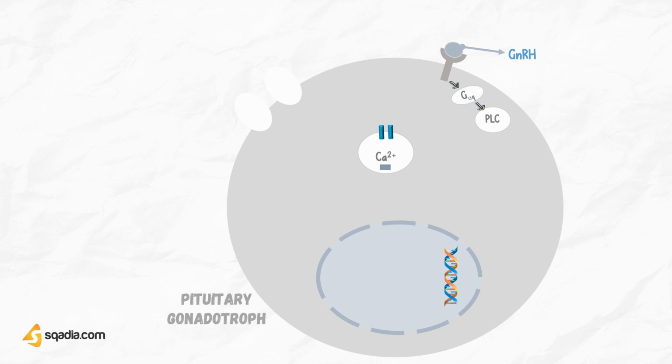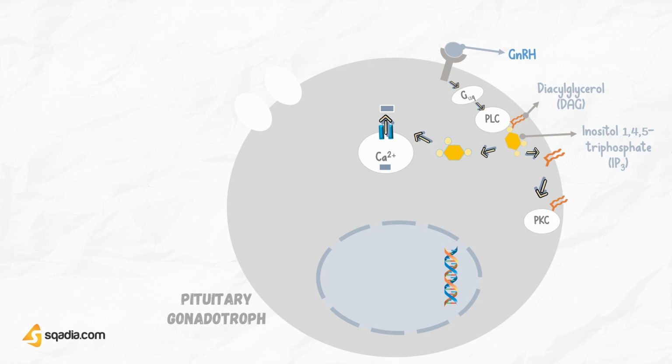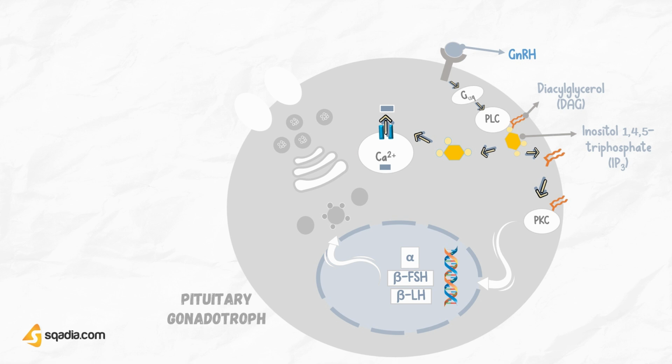This PLC acts on membrane phosphoinositides, which leads to the formation of inositol 1,4,5-triphosphate, abbreviated as IP3, and diacylglycerol, or DAG. Liberation of IP3 triggers calcium release from internal stores, while DAG stimulates protein kinase C, or PKC for short. Now, PKC phosphorylates targets that indirectly stimulate gene transcription. The ultimate result of all this is the synthesis, dimerization, and glycosylation of gonadotropins in the secretory pathway, regulated by the rhythm of gonadotropin-releasing hormone.